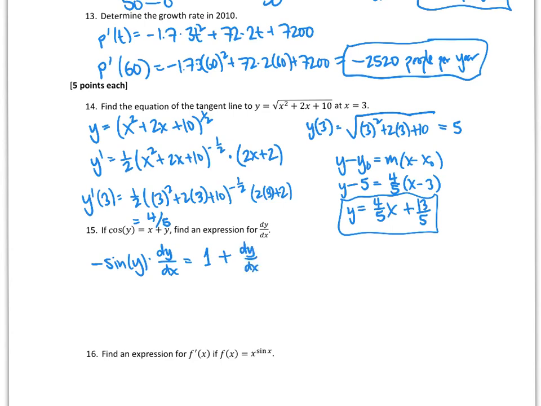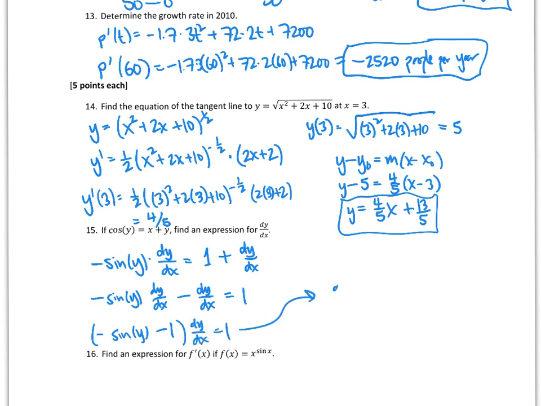So what we want to do is get everything with the dy/dx on the same side of the equation. So we're going to subtract dy/dx from both sides. So we get minus the sine of y dy/dx minus dy/dx equals 1. Factor out the dy/dx, so we get negative the sine of y minus 1 times dy/dx. And then finally, divide both sides by negative sine of y minus 1. So our answer would be 1 over negative sine of y minus 1.